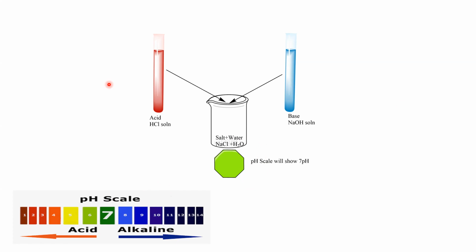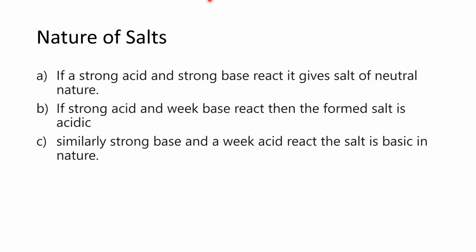Now we will go for the nature of the salt. Because we can use different combinations of acids and bases, the nature of the salts will depend on the reacting acids and bases. There are three kinds of salts we can get after neutralization reactions when we mix different acids with different bases.